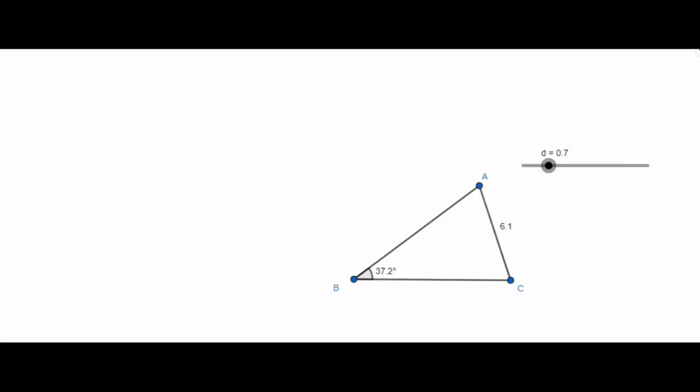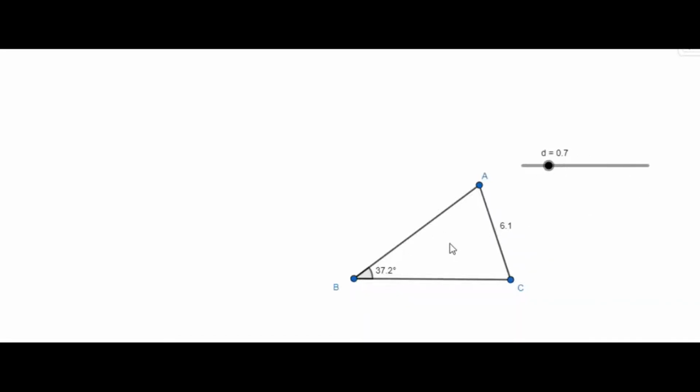So here I have a triangle, and as you can see, the name of the triangle is triangle ABC. It has angle B measuring 37.2 degrees, and the side opposite to that is 6.1 units. Now, what happens if we increase or decrease this angle here, this angle at 37.2 degrees? What happens if we increase this angle?